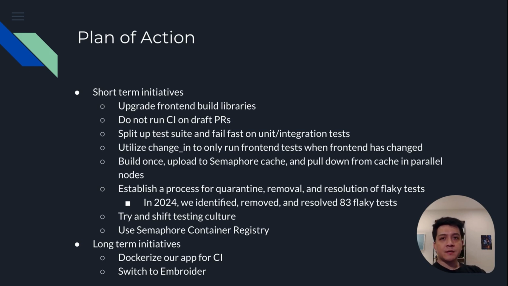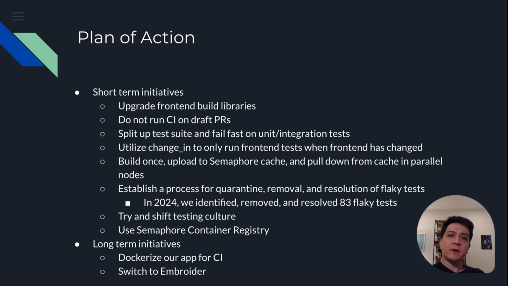We also try to shift our testing culture to prioritize unit and integration tests over end-to-end tests, as unit and integration tend to run faster and are less flaky. We also tell engineers to try to use the skip CI commit message more often when they don't need to run the entire test suite. For example, if they're just pushing up their code for the day and going home.